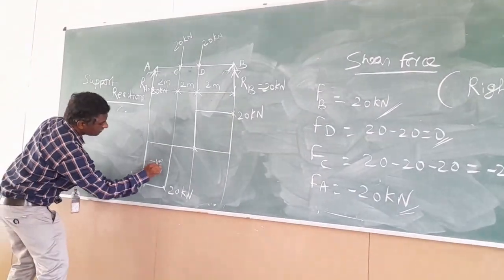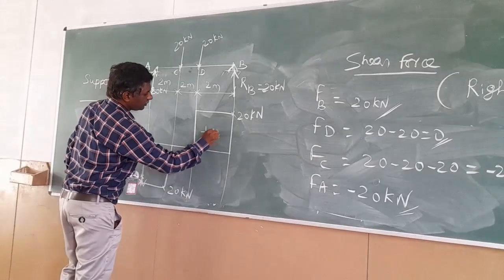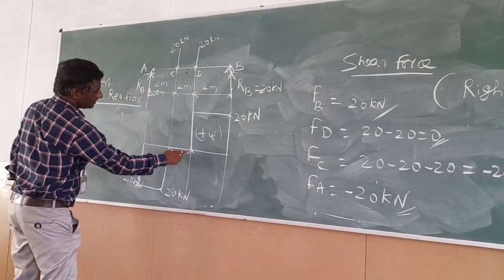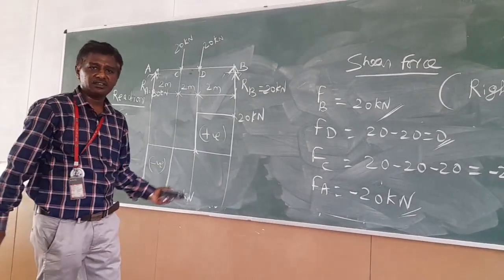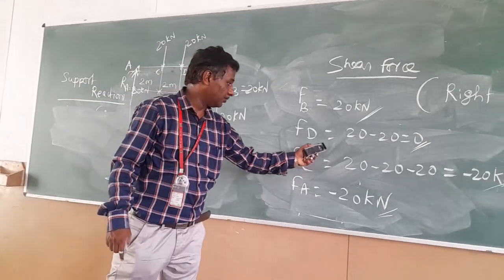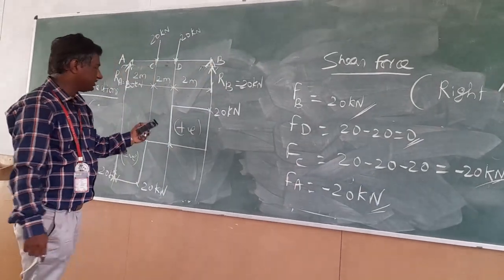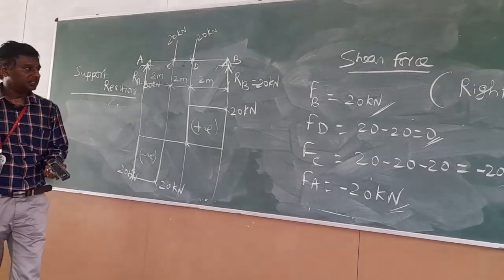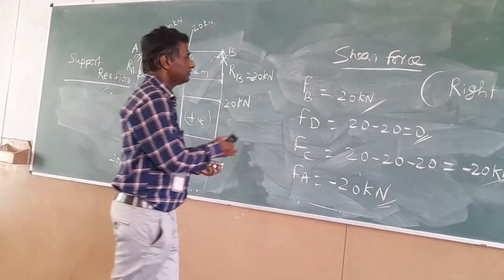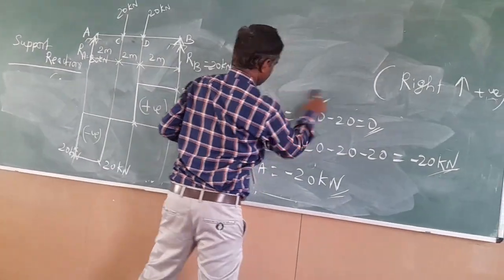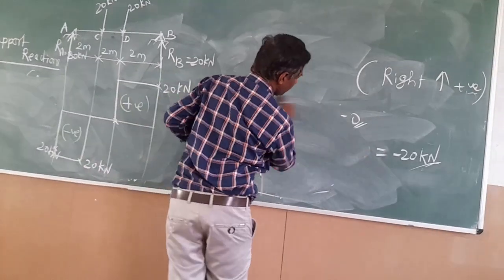So this is negative, this is positive. In between C and D, there is no shear force at all. That value is equal to 0. FD equal to 0. So this is the shear force diagram. Then we can move on to finding the bending moment at each and every point.